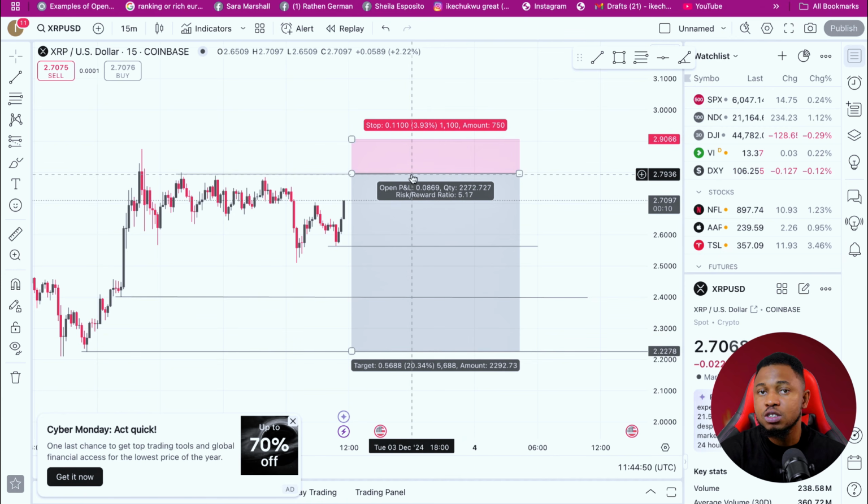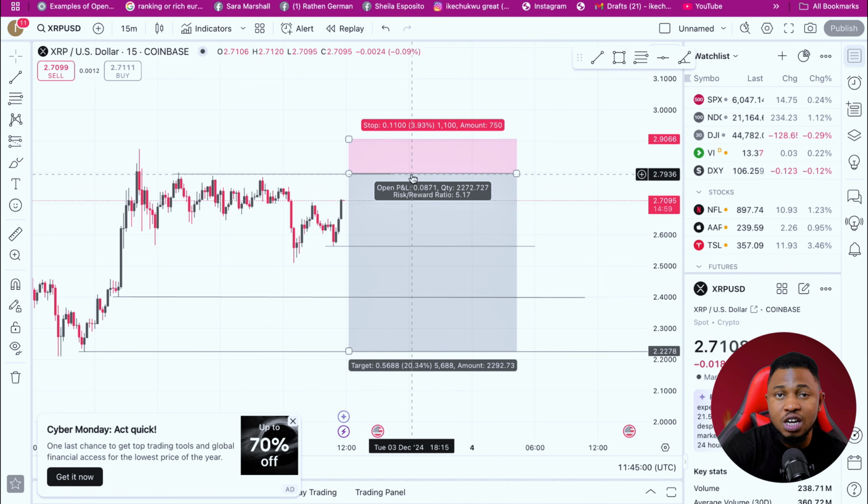So I believe you understand what is long and short. Long is simply predicting that the market is going to go up, and then short is simply predicting that the market is going to come down. And if it goes in your right direction, then you will actually make profit, and if it goes in the wrong direction, then you will make a loss.